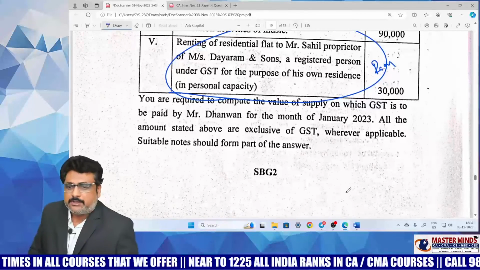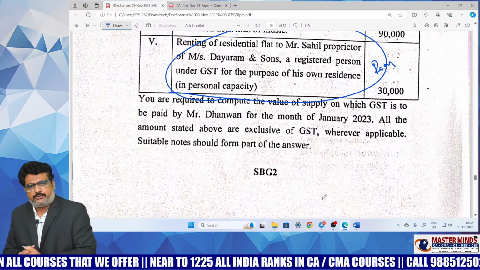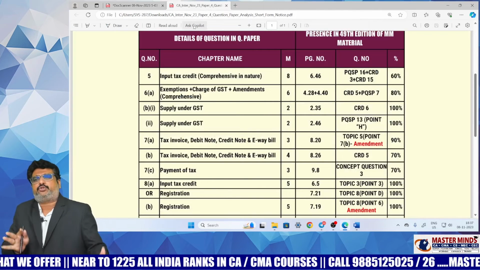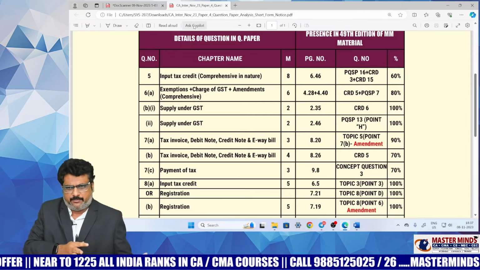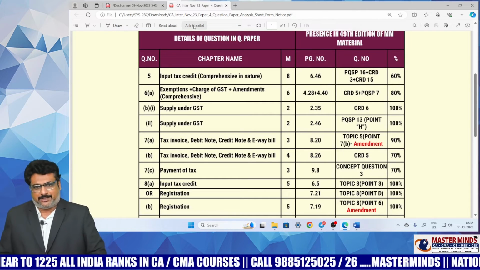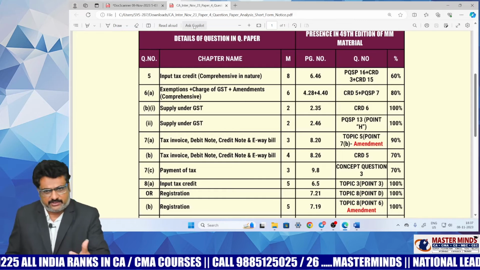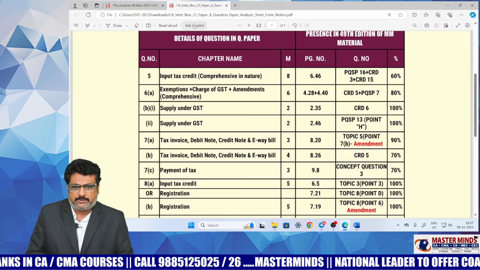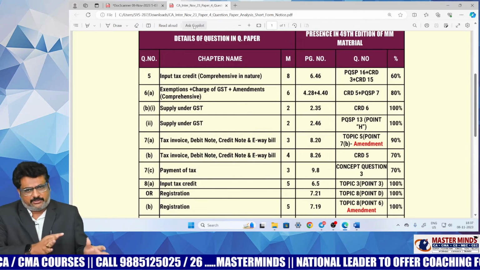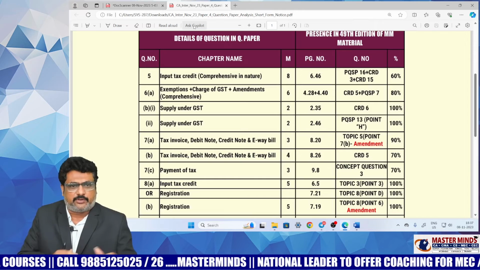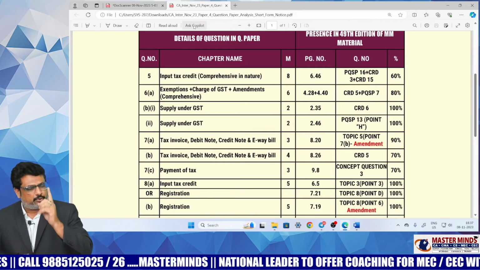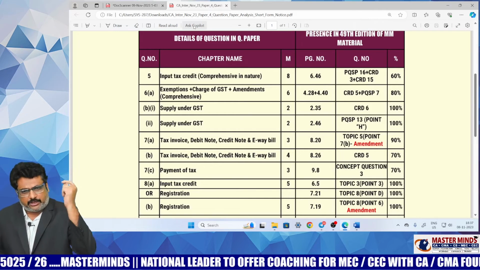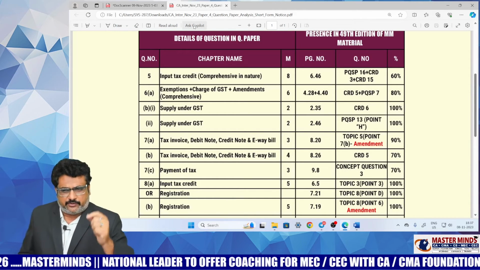Okay. So if you want to see whether these things are covered in our material, a short recap. The in-depth story video will be uploaded soon based on the analysis, but this is the way the questions are asked here. You can see this. Input tax credit, question number 5, is more comprehensive in nature. The PQSPs in our material and CRDs, in combination of them it was asked. That's why I told you so many times, doing the CRDs only is not sufficient. You should do PQSPs, practical questions for self-practice, also.